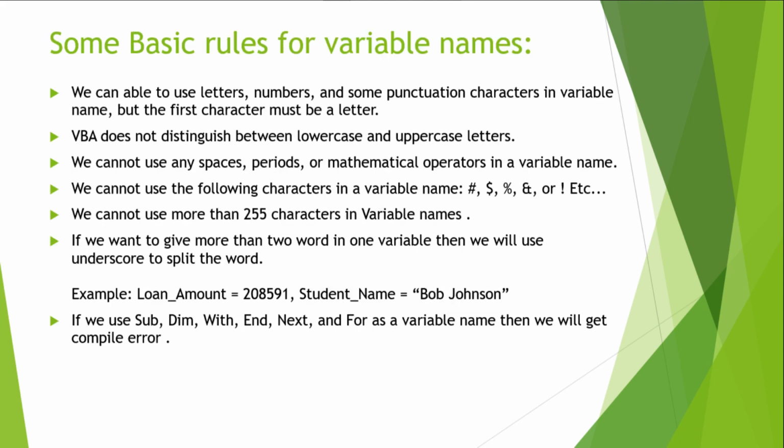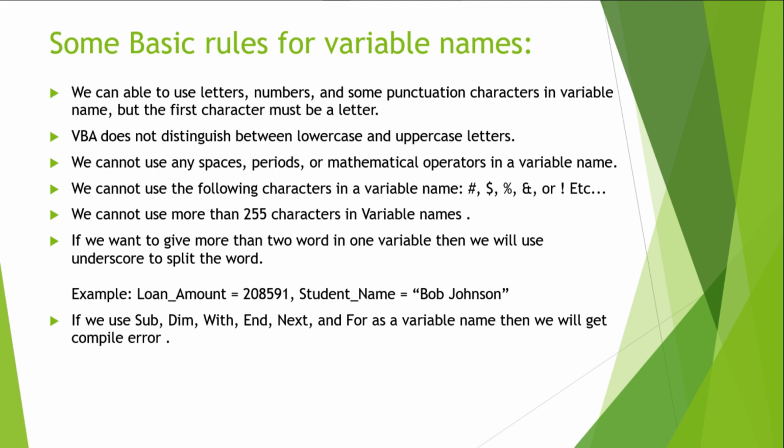Some basic rules for variable names. We can use letters, numbers, and some punctuation characters in a variable name, but the first character must be a letter. VBA does not distinguish between lowercase and uppercase letters. We cannot use any spaces, periods, or mathematical operators in a variable name. We cannot use the following characters in a variable name: #, $, %, &, etc. We cannot use more than 255 characters in variable names.